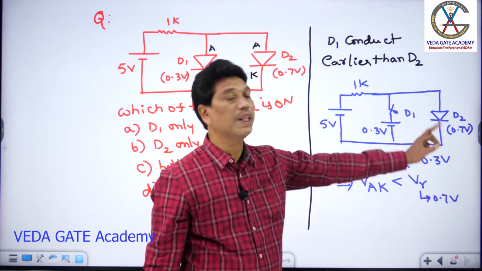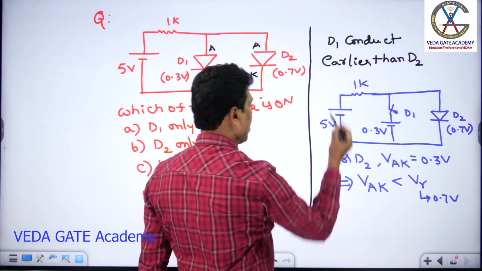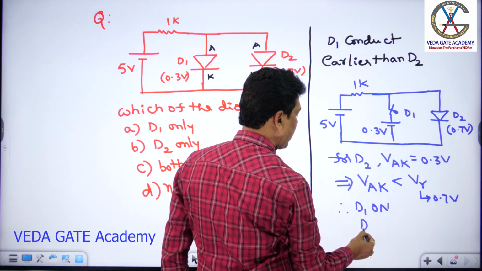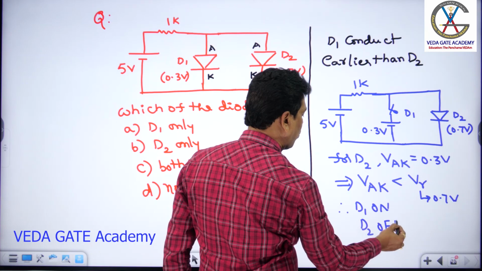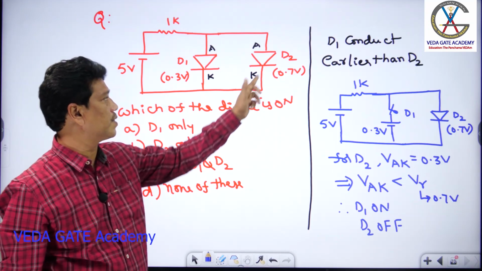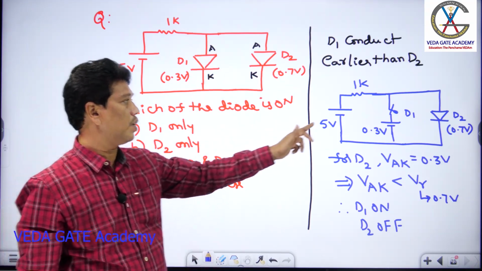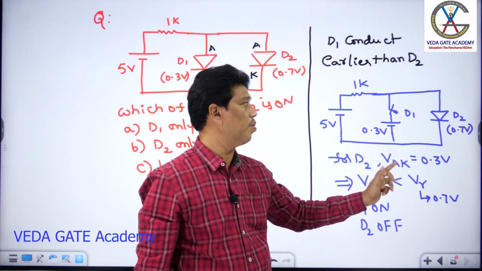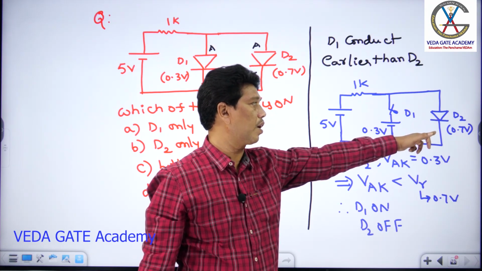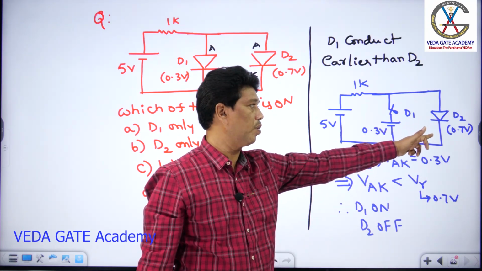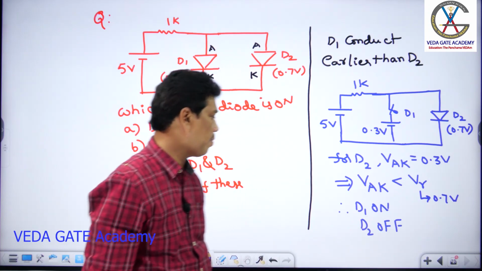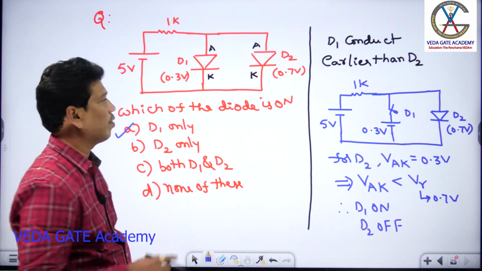Based on that, D2 should be in the off state. So D1 is on and D2 is off. Both do not turn on, only one is on, that is D1. Why does D1 conduct earlier? Because its cut-in voltage is less than D2, it becomes on. Once it is on, the maximum voltage across D1 is just 0.3 volt, which appears in parallel with D2, so the voltage across D2 never crosses 0.3 volt. That voltage drop is less than the cut-in voltage for D2, so D2 should be in the off state. So the only answer is D1 only, right?